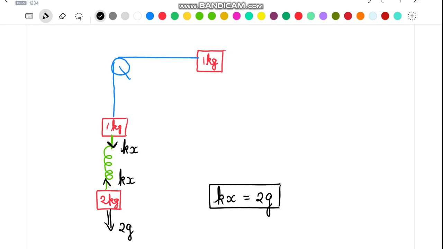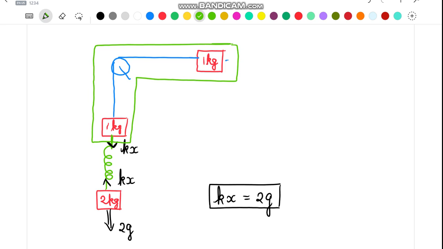Now just after the instant when the string connecting the 1 kg block to the wall is removed, at this particular instant, suppose I consider these two blocks as a single system, we can say that the net pulling force acting on this system in the downward direction is the value of kx, that is already indicated in the diagram, plus the gravitational force on the 1 kg block. So apart from kx, 1g, that is m into g, will also act on the 1 kg block.